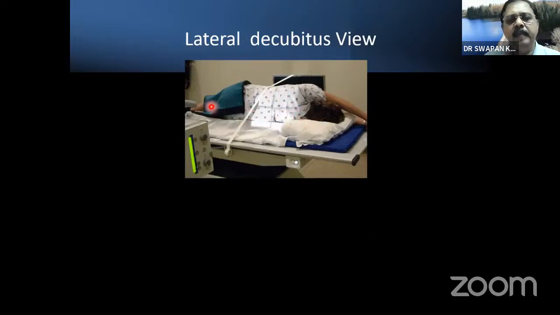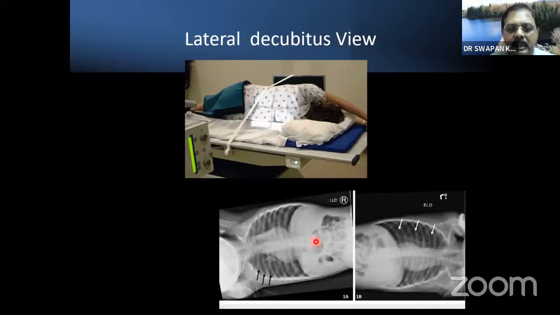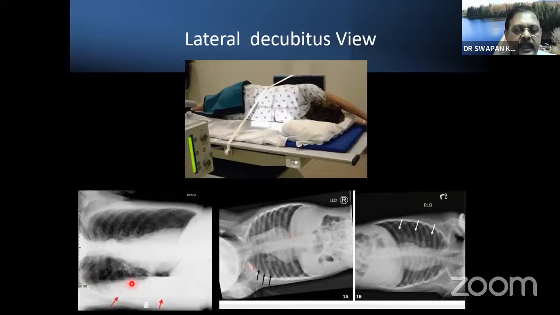Here, you see a man is turning on a side. And this is the X-ray plate. Can you make out? This is the X-ray plate, and from here, we are sending the beam of the X-ray. So if there is air in the left side, the air will go up. But if there is fluid in the right side, the fluid will settle down. If it is air, it will go up in the lateral view. But if it's fluid, it will settle down over here.